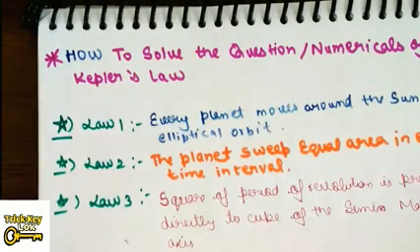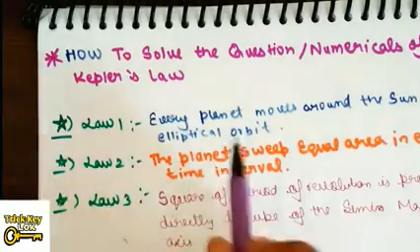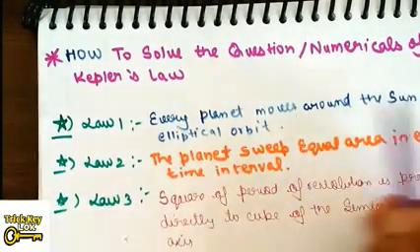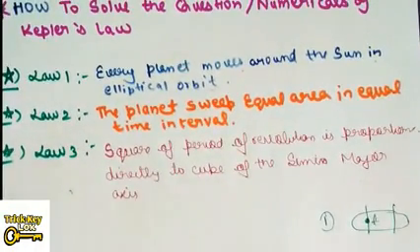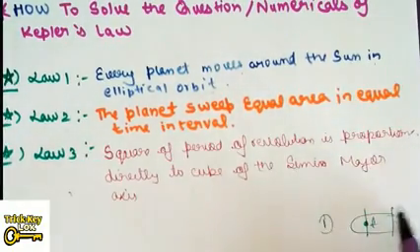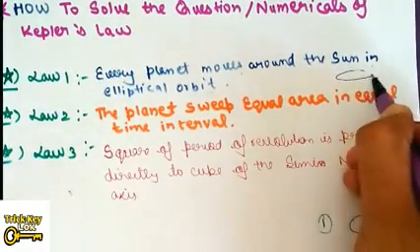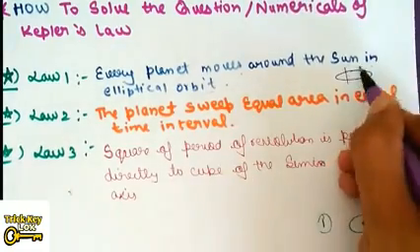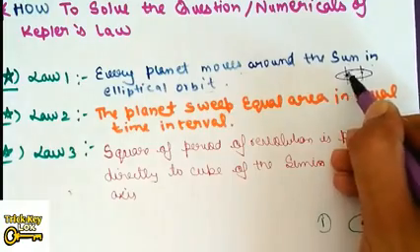Before doing the questions of Kepler's law, we must ensure that we have read the theory of the three laws and understand it thoroughly. The first law says that every planet moves around the sun in an elliptical orbit. An ellipse is just like an oval with two foci, and on one of the foci the sun is present.